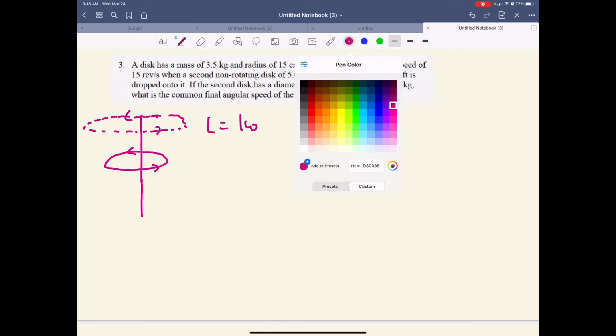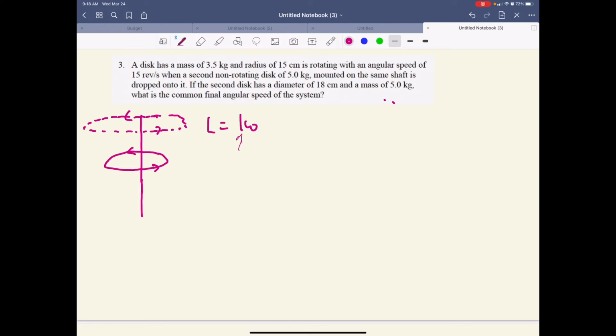The I is the moment of inertia, also called the radial mass, and again that's a mass distribution with respect to the axis of rotation. So we've got to figure out the initial angular momentum. So let's do that right now. There is a table of common moments of inertia for solid shapes, and the I for a disk is 1/2 mr squared.